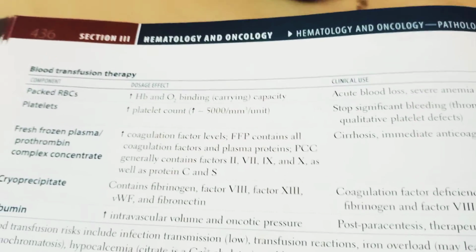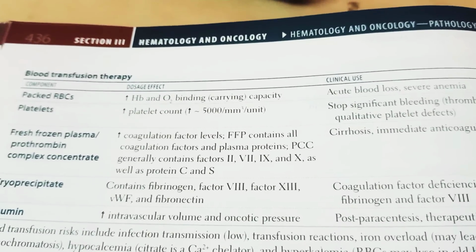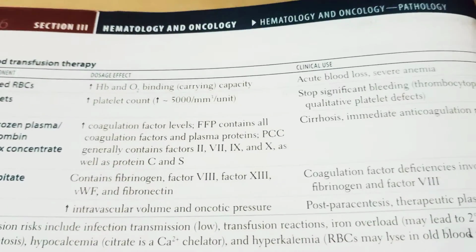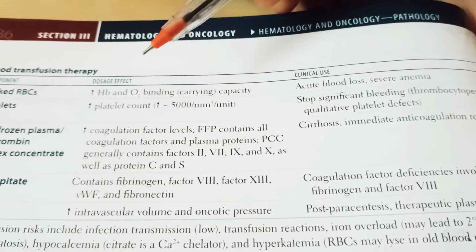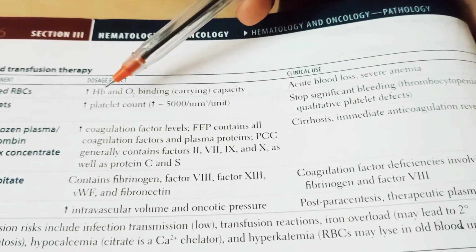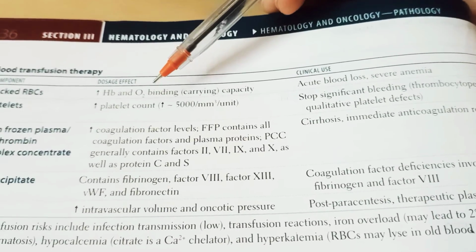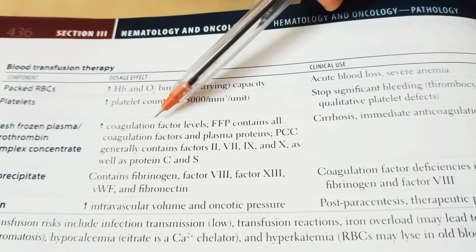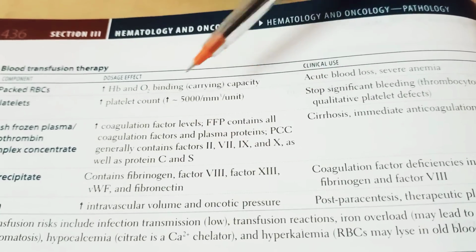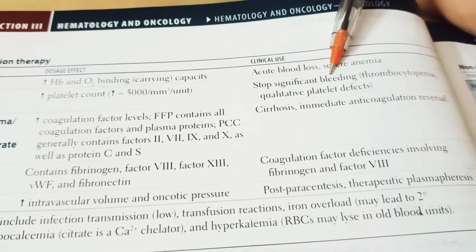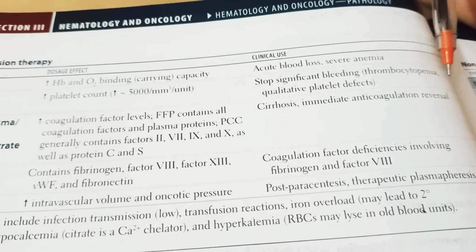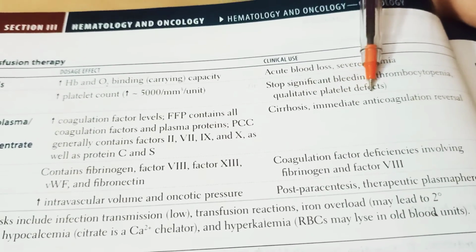Let us continue with blood transfusion therapy. So whenever you're giving packed RBC, that is whenever there is acute blood loss or severe anemia, you're giving packed RBC directly, which mainly has more hemoglobin, more oxygen binding capacity. Platelets, when you give platelets, of course, when the platelets are low, so you want to increase the platelet count, stop significant bleeding, or whenever there is thrombocytopenia or qualitative platelet defect.